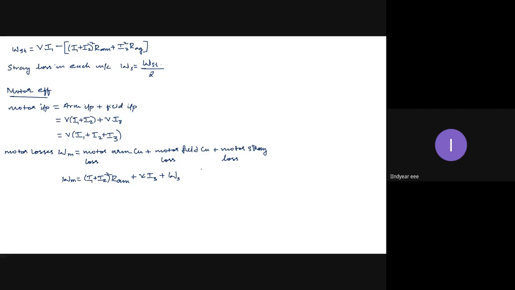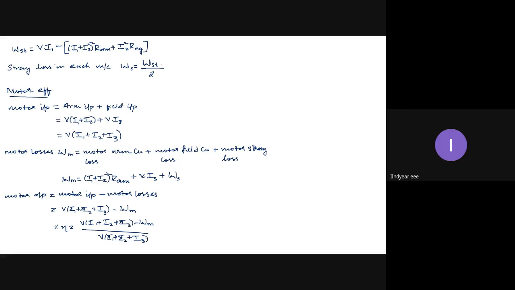Therefore, motor output is equal to motor input minus motor loss. So this is V into (I1 plus I2 plus I3) minus WM. Directly I will write the efficiency. Therefore, percentage efficiency is equal to motor output, V into (I1 plus I2 plus I3) minus WM, divided by V into (I1 plus I2 plus I3), into 100. So this is motor efficiency using alternative connections.